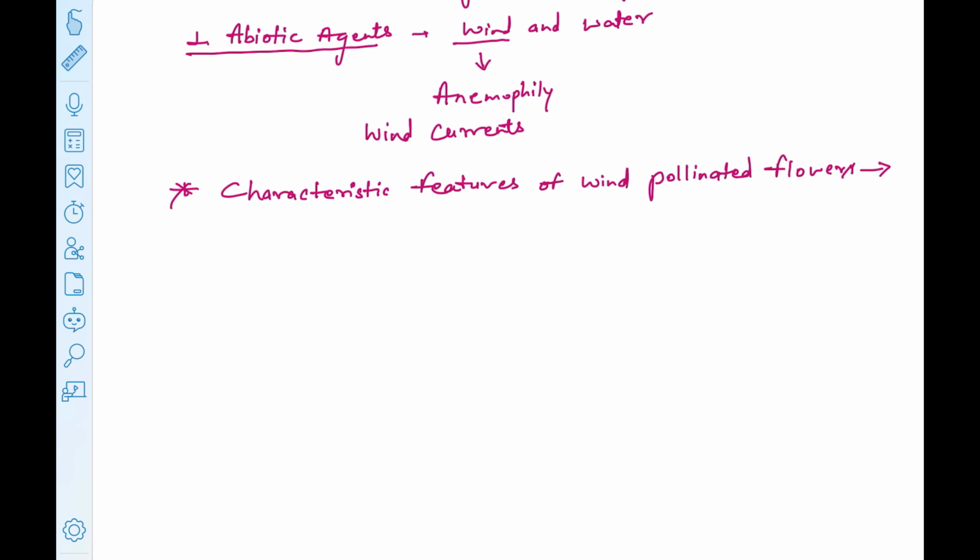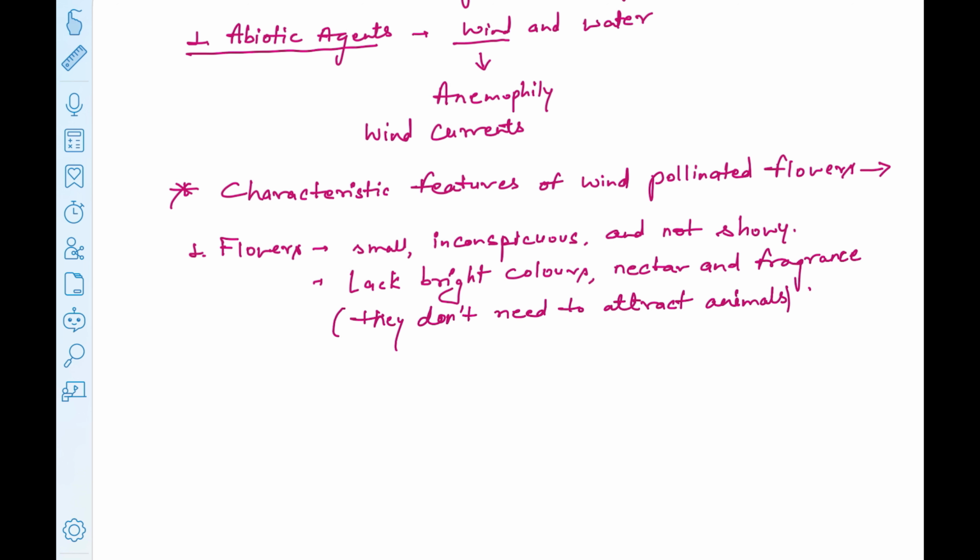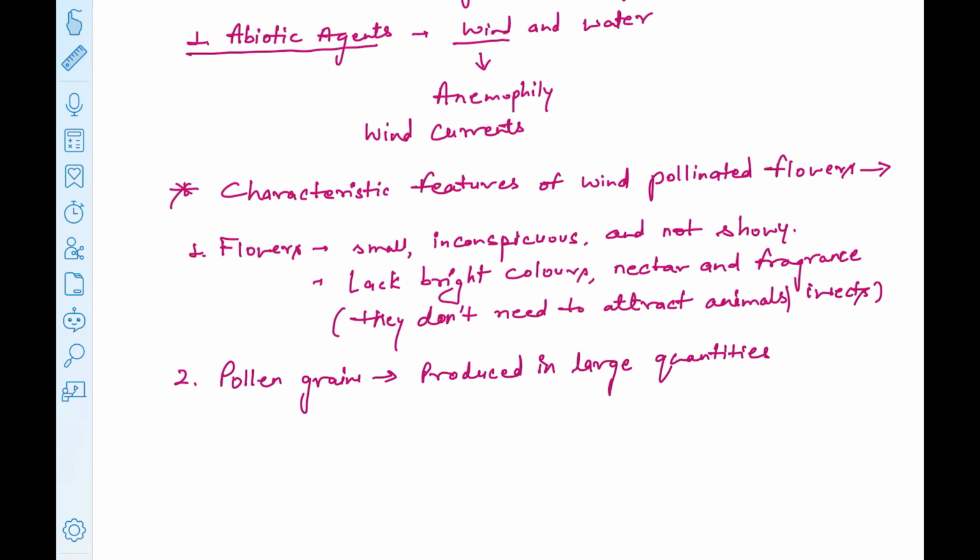Wind-pollinated flowers show special adaptations. Their flowers are usually small, inconspicuous, and not showy. And flowers lack bright colors, nectar, and fragrance. Why? Because they don't need to attract animals or insects. Okay? And the pollen grains are produced in large quantities.